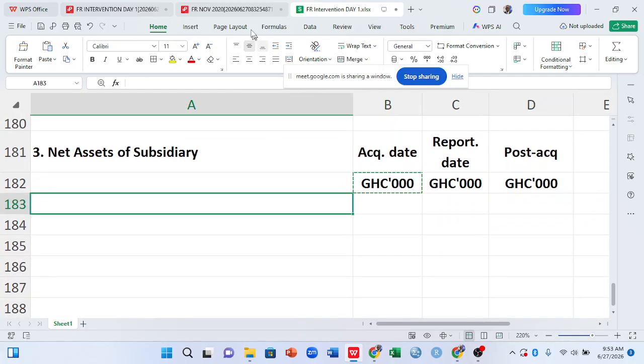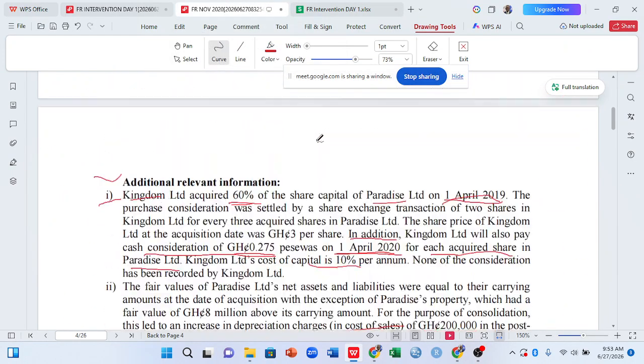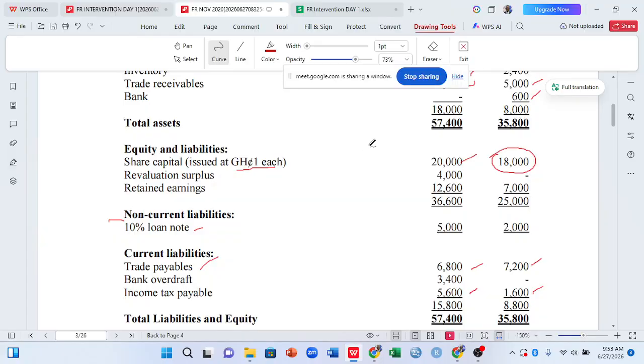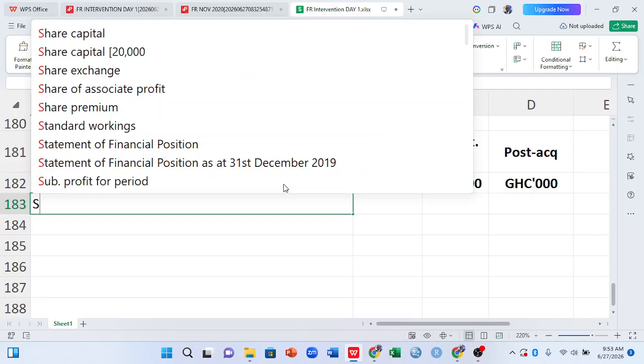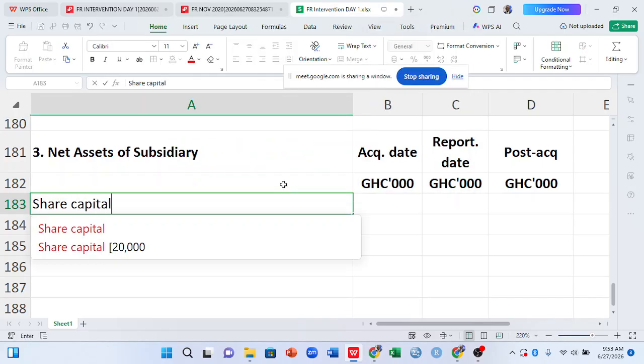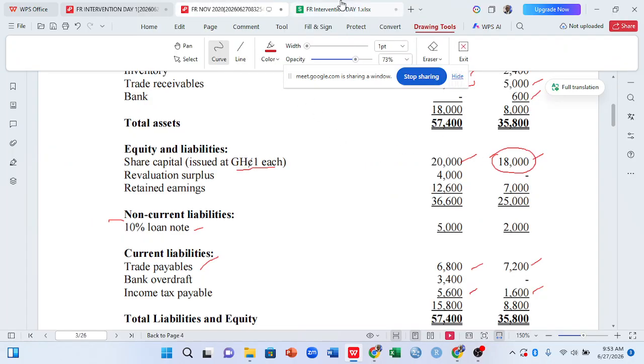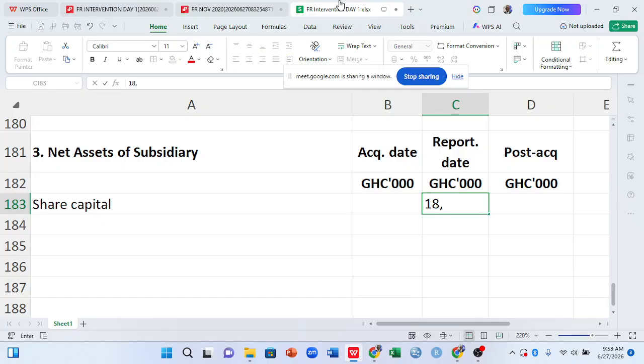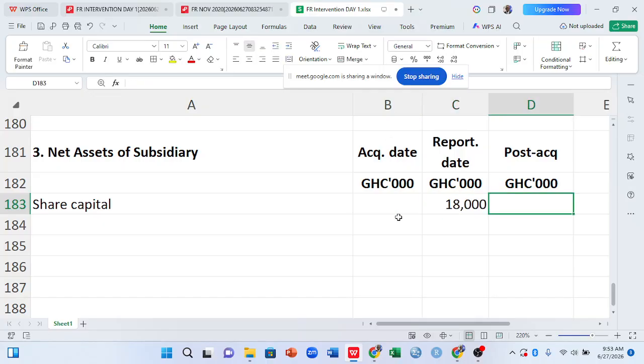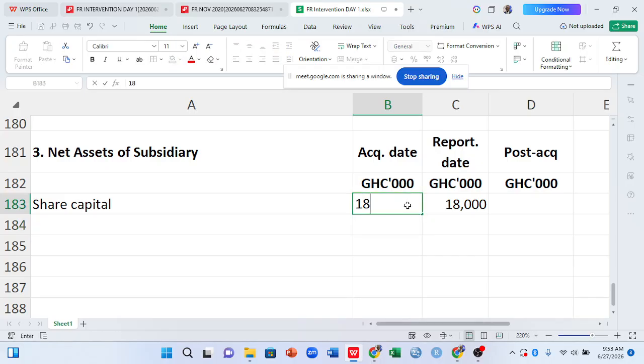So yeah, we'll start with the equity items. We'll go to the equity items here. We have share capital in this case. We'll bring our share capital. The share capital value is 18,000. Our reporting should be the same as acquisition.